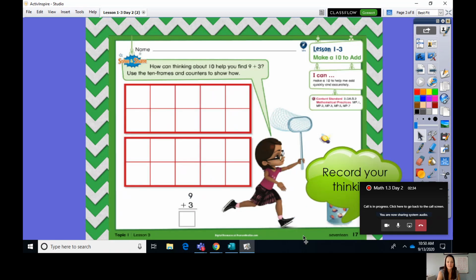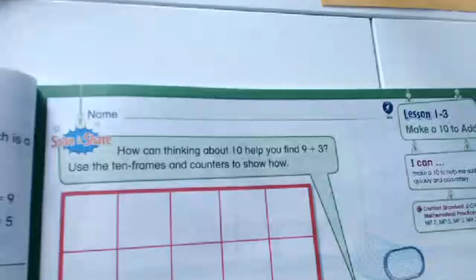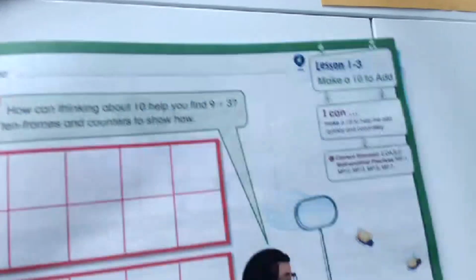Now let's go to our solving chair. Please open your workbooks to page 17. Page 17. And I'm going to pull up my workbook, page 17 also.